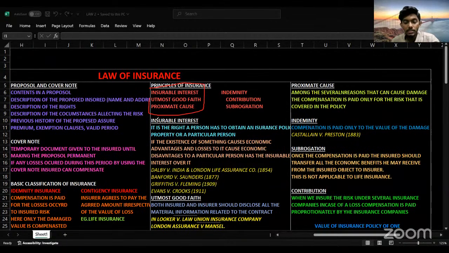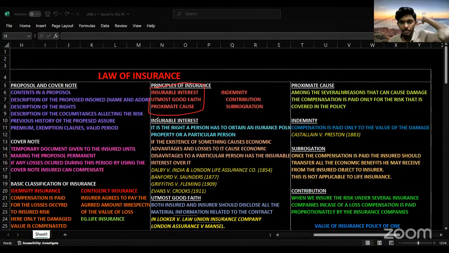Can you insure your vehicle? Yes, you can insure your vehicle, no issue, because you have the legal right. You have the ownership.